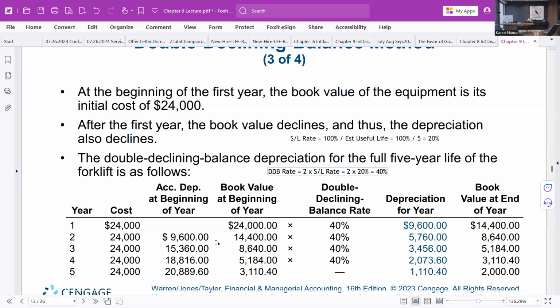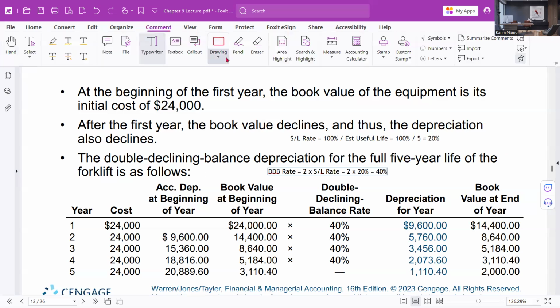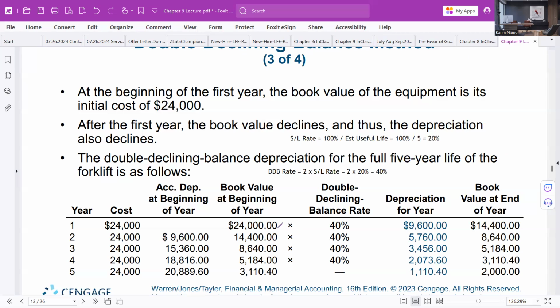Depreciation is calculated by taking the book value at the beginning of the year. In the first year of the asset's life, the book value is the cost. Let me switch to the pencil here. So the first year, the book value is 24,000, and we're going to multiply times this DDB rate. 24,000 times 40% gives us the first year's depreciation, which is 9,600.